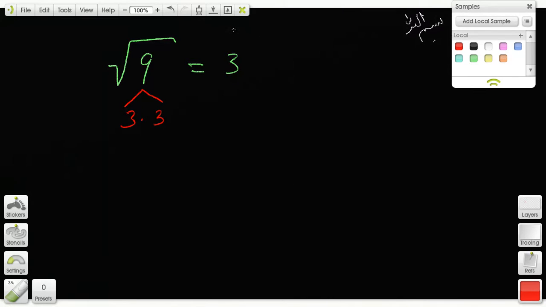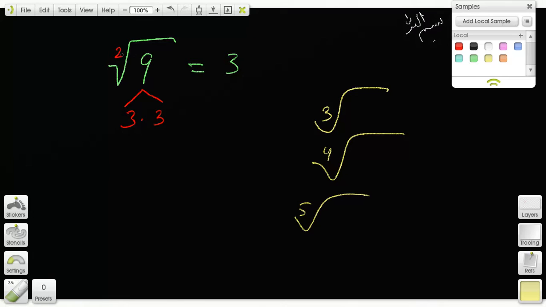So in this symbol here, there's an invisible 2, which we don't write. Why? Because it's the most common root that we take. You can have the cube root of something, or the 4th root of something, or the 5th root of something. You follow? But we usually take square roots, so much that we don't write it there. Does that make sense?